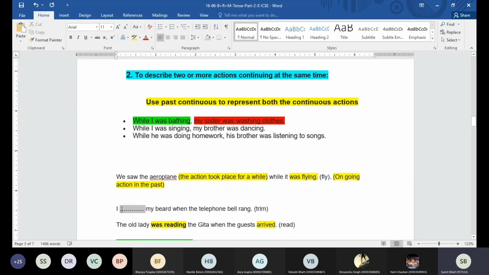Like here, this person was trimming his beard and something happened in between, and the action which took place in between was that the telephone bell rang. So we are going to use this tense there.